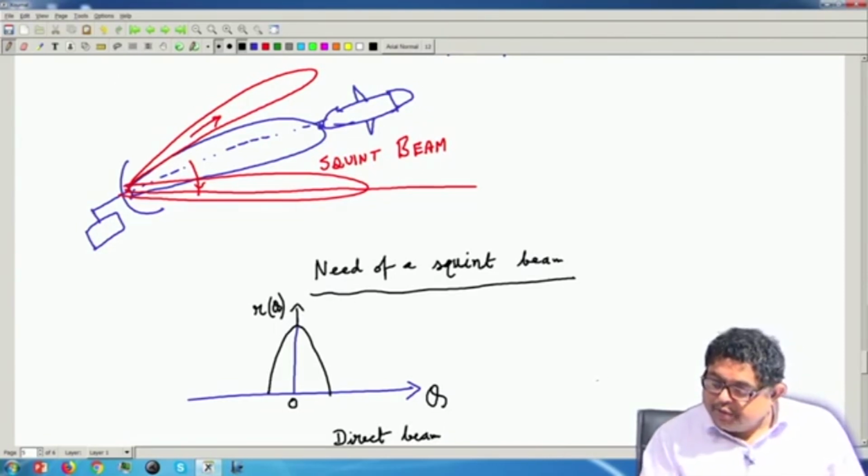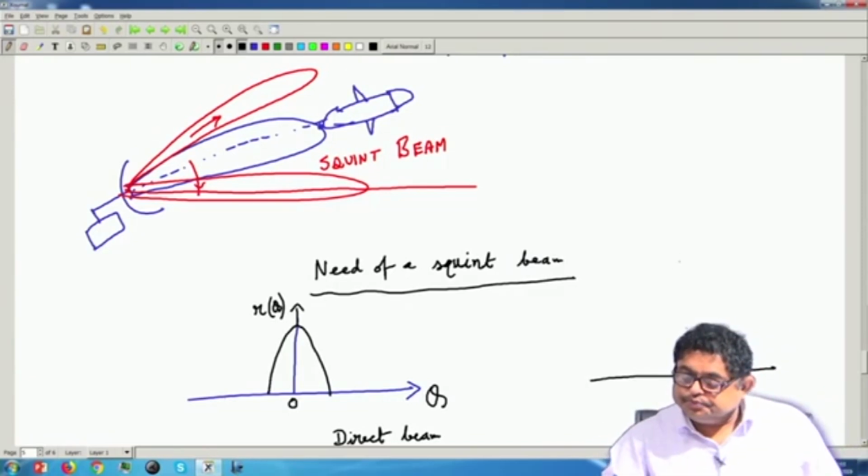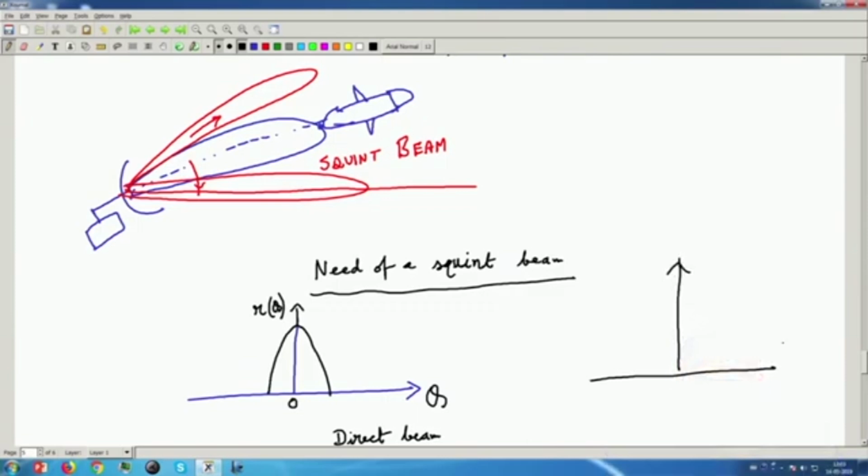Whereas I will draw another one, a squint beam. So, the same r versus theta, but in this case the antenna produces a squint beam. Almost the same thing, but you see this is squinted by how much? If I mark this angle, I will be able to tell. So this is again theta, this is 0, etc.